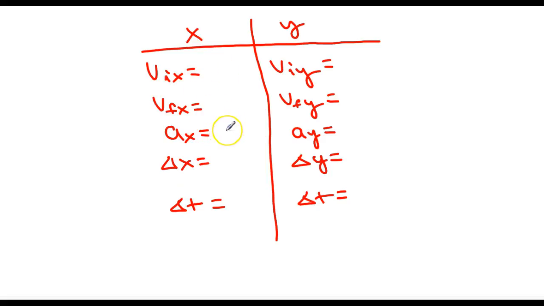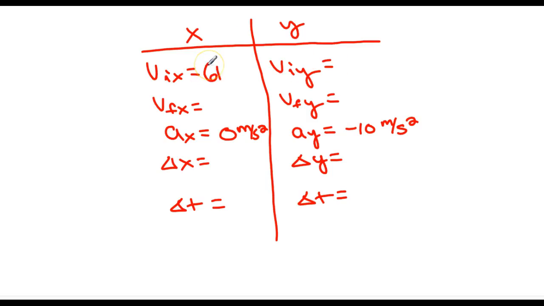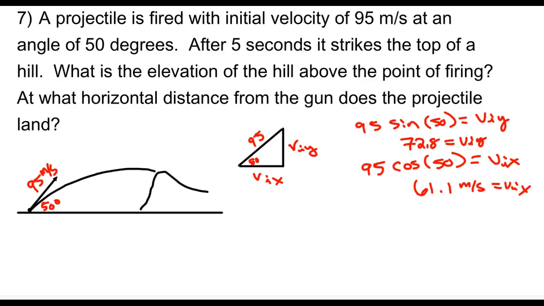So I know that the acceleration in the x direction is 0 meters per second squared because the velocity does not change. We're using negative 10 for the acceleration in the y direction. What else do we know here? Let's go back to the problem. We now know the VIX and the VIY. So we got 61.1 meters per second, and then our VIY was 72.8. The final x is going to be 61.1 as well because once again it doesn't change. What else do we know? Do we know anything about delta x or anything like that? We don't. So now we've got to figure it out from there on.